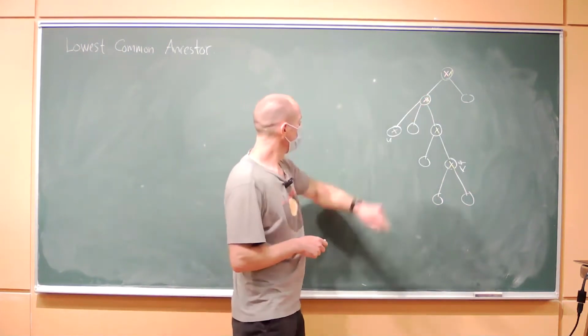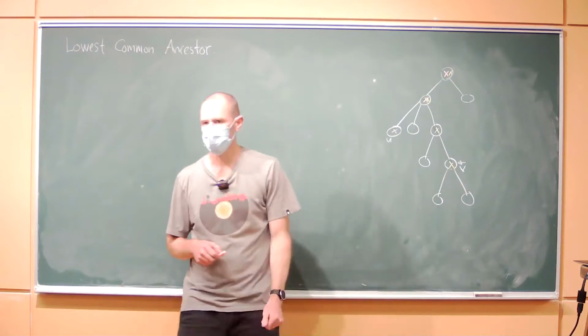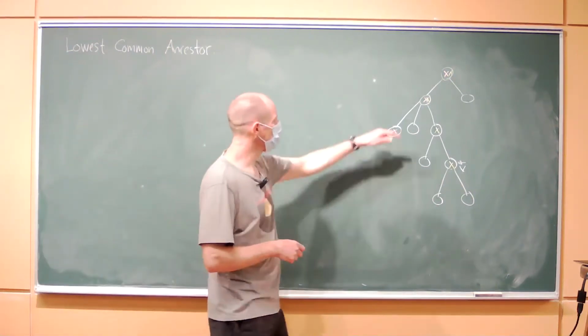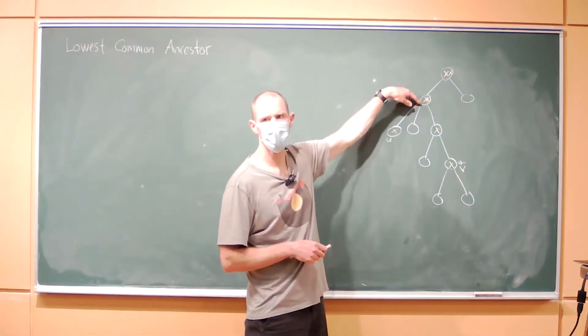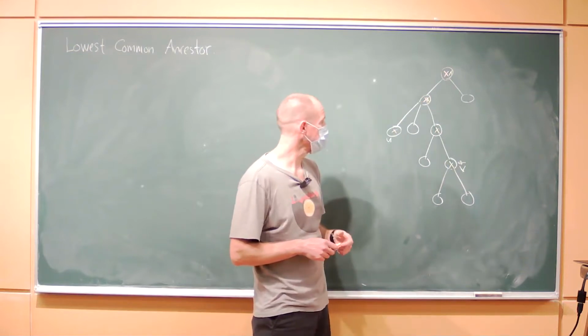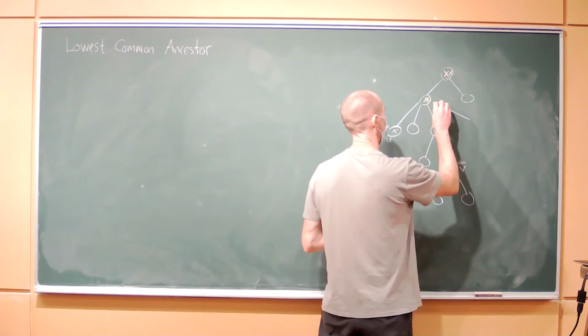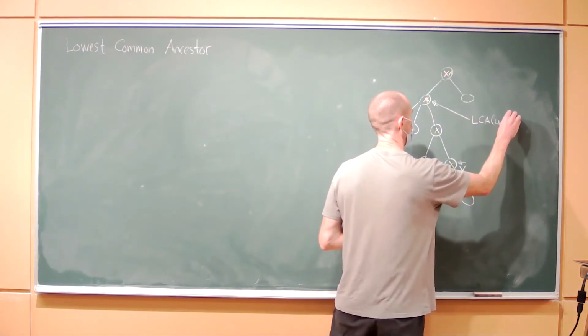And lowest refers to this picture here, the way we tend to draw them. But you could also call it deepest, because the lowest one is also the one which is furthest from the root, meaning it has the largest depth among all common ancestors of U and V. Okay, so this thing here is the lowest common ancestor of U and V.